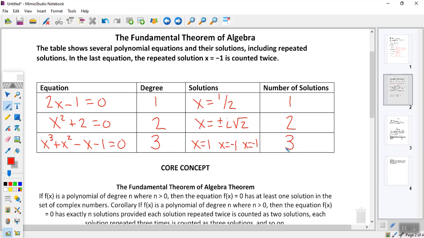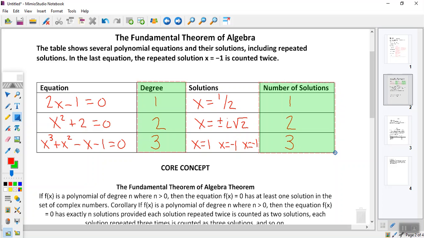Guys, the whole idea behind today is this. What do you notice about the degree of a polynomial as it relates to the number of solutions? 1, 2, 3. So if I have a degree 7 polynomial equation, how many solutions should there be? 7. That's all the fundamental theorem of algebra says. Whatever your degree is in a polynomial equation, that's how many solutions you'll have. So if I have a degree 22, you better find 22 answers.